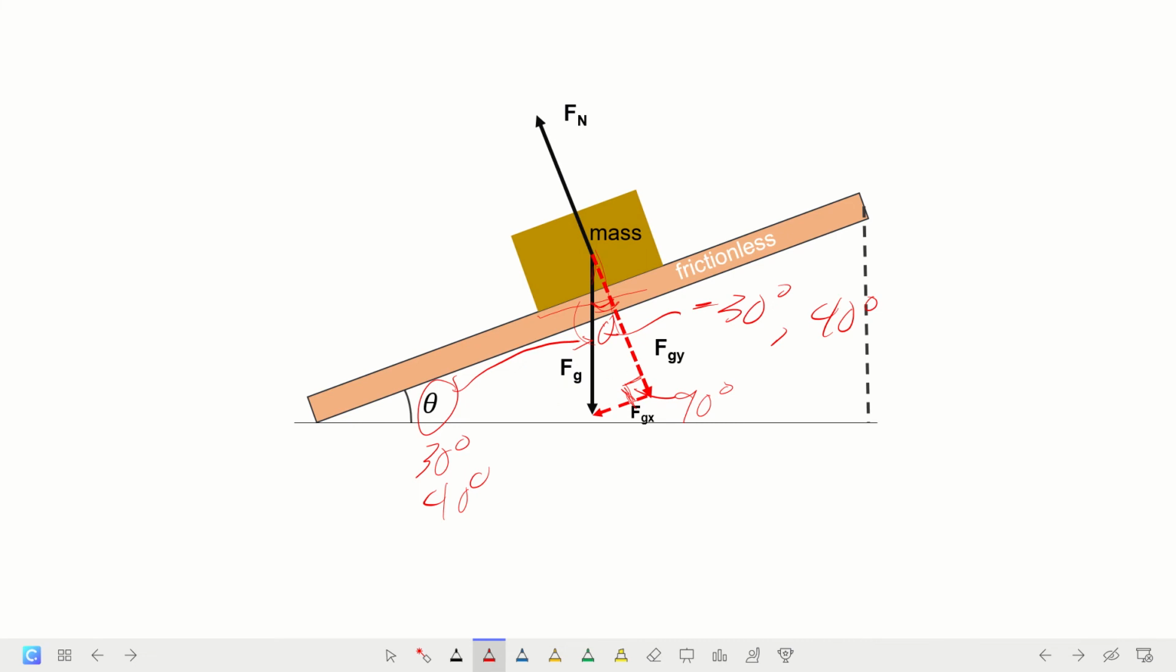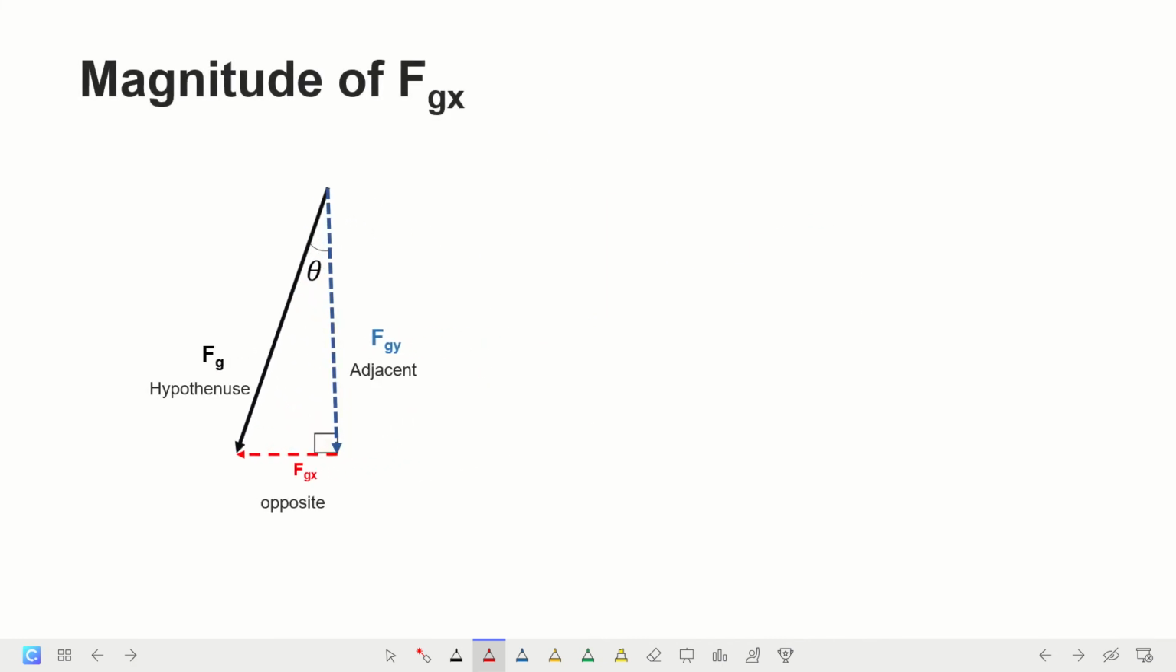So now we have a right triangle. If we rotate this triangle, we'll create a right triangle, and these are the angles: the right angle, 90 degrees, and the given angle. So F_g would be our hypotenuse, F_g,x would be our opposite because our given angle is given on this side. So opposite to this angle is F_g,x, and adjacent to this angle is F_g,y.